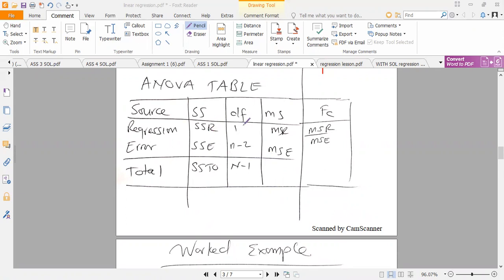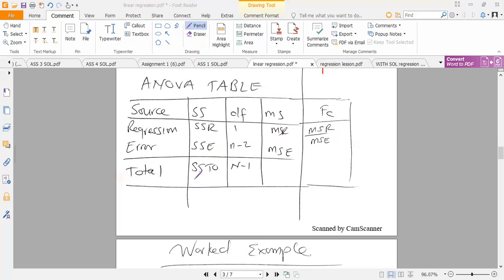The degree of freedom for the regression is 1. Degree of freedom for the error is n minus 2. The degree of freedom for the total is n minus 1. And the mean square regression, MSR, and mean square error, MSE. And the F calculated is found as follows. So this I'll explain more at a later time.